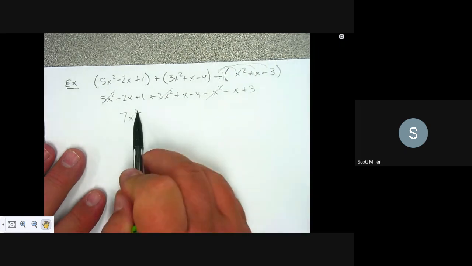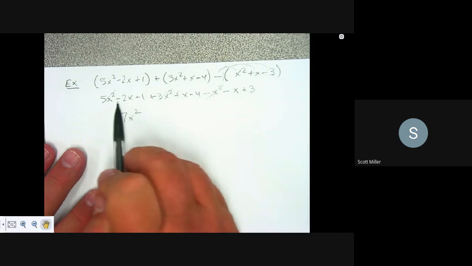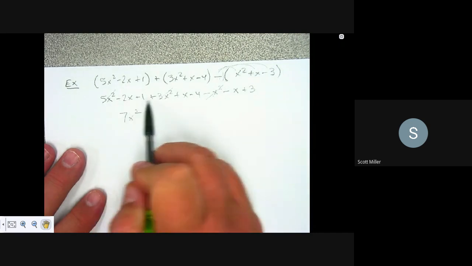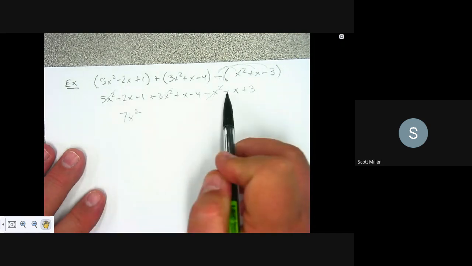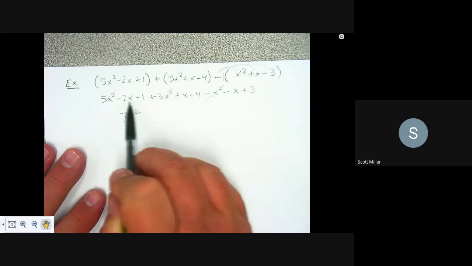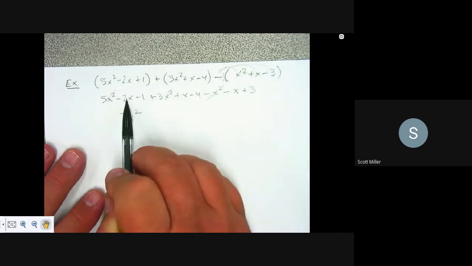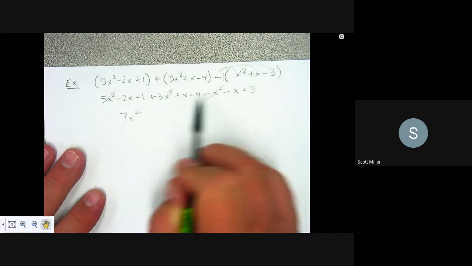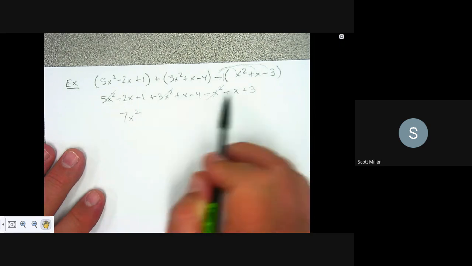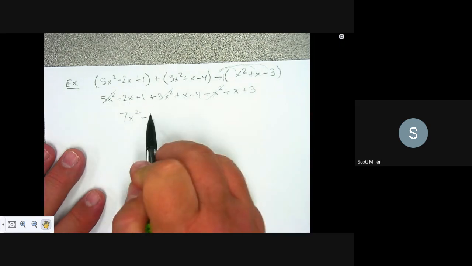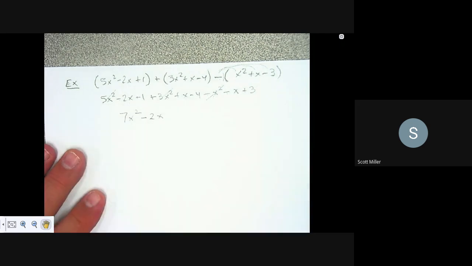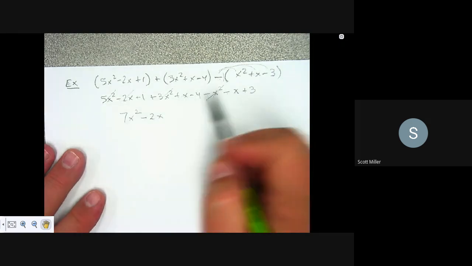The next one after x squared is x. I have a minus 2x plus x minus x. So looking at these three terms to be combined, we can see that those are opposites, so they will become 0. And I'm left with just the minus 2x. And so those are taken care of.